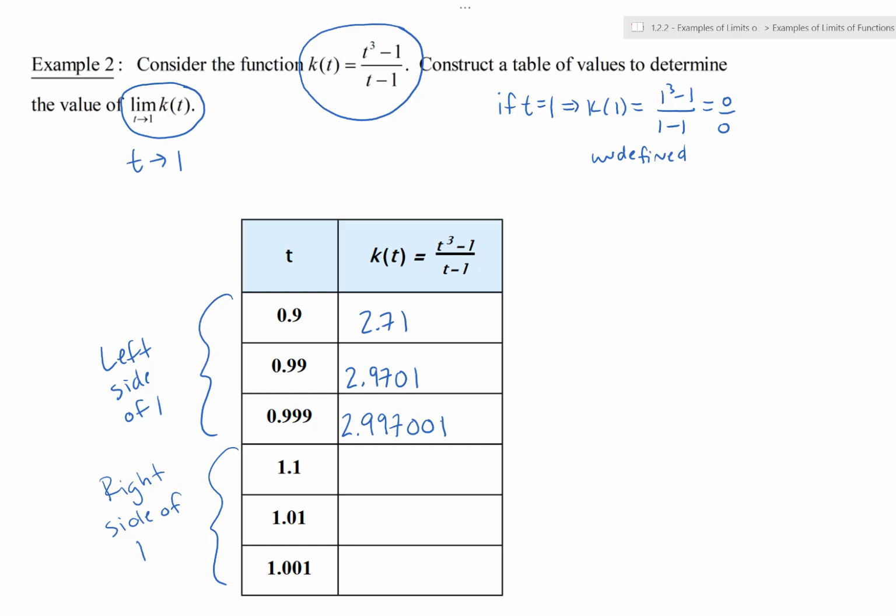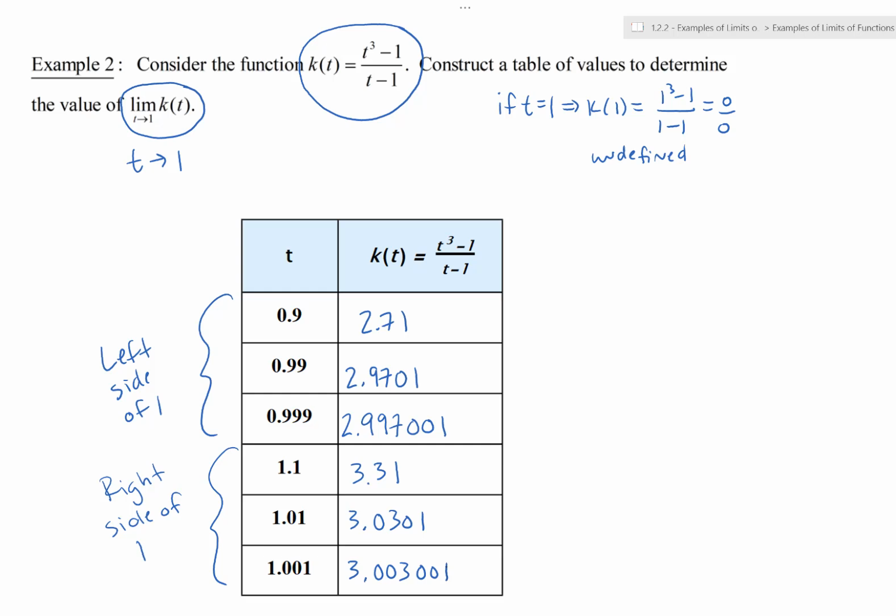What about these other values? Again, I've already predetermined them by computing them, but you can verify it if you need to. At 1.1, the output of k is 3.31. At 1.01, the output is 3.0301. And at 1.001, the output is 3.003001.